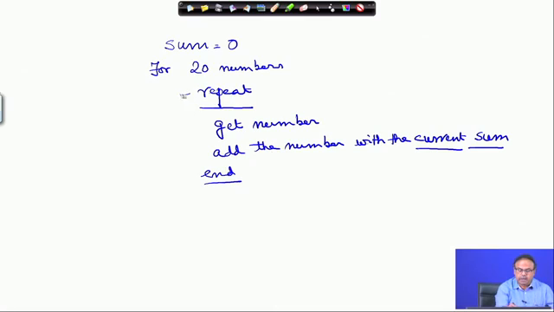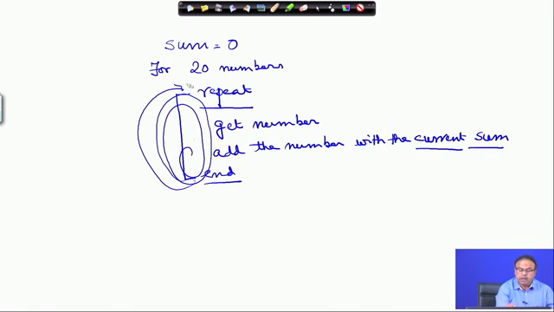I am just showing as if it is a bracket, that this part I am repeating. How many times I am repeating this part? 20 times, because for 20 numbers I am getting the number, adding the number, and I am keeping that number in sum, all right. So, ultimately I do it 20 times and then this part is finished.